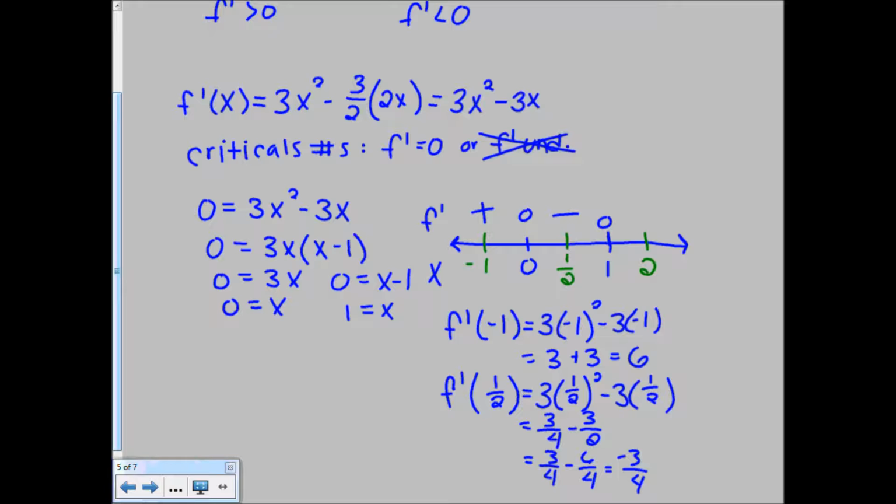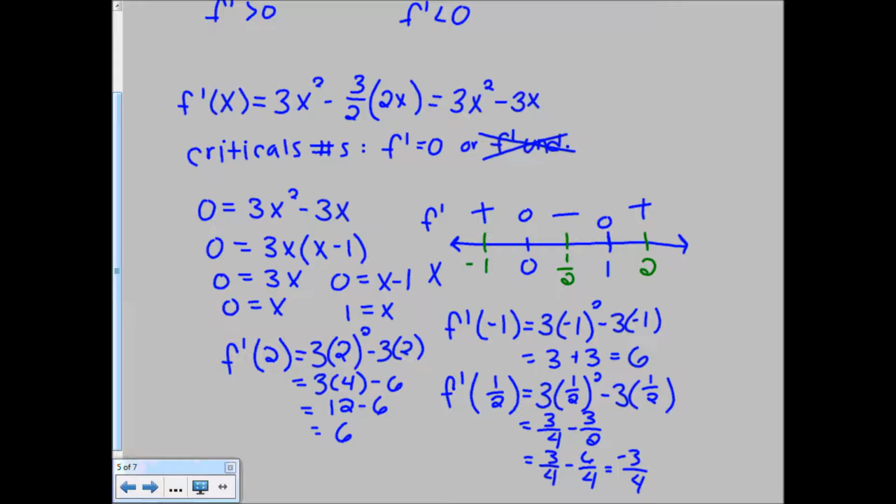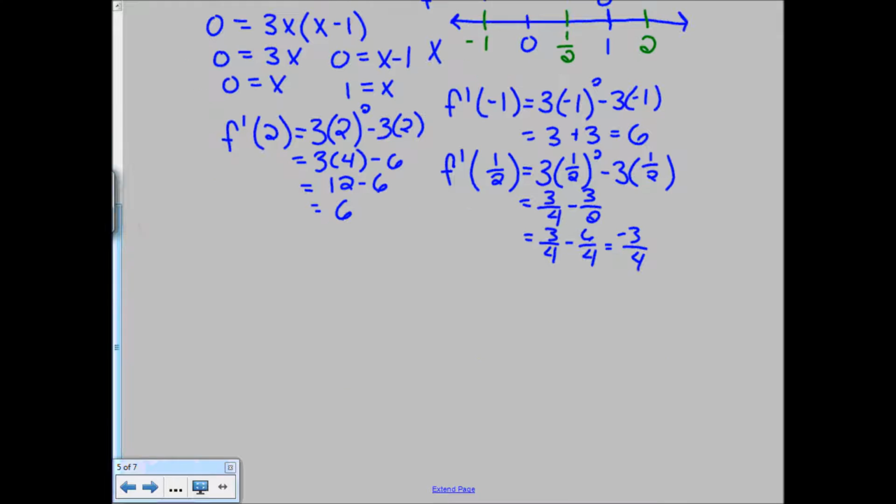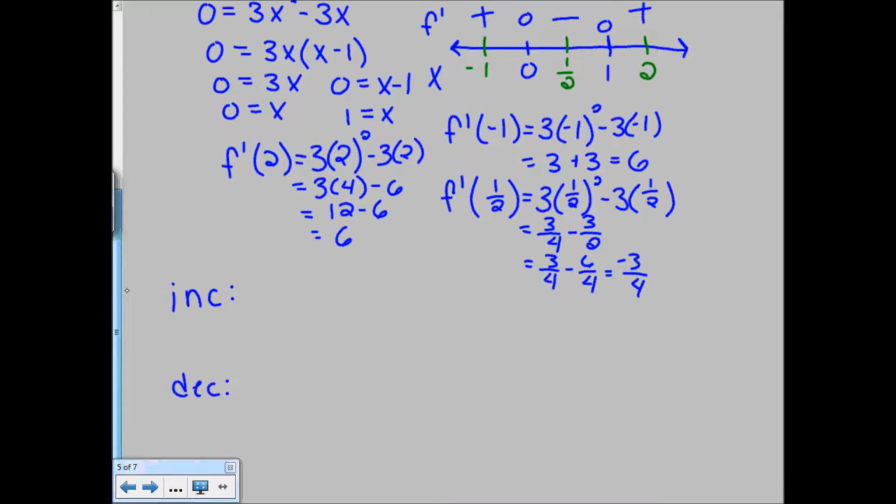And then all we have left to do is find f prime of 2. So we'll do that work over here. So f prime of 2 is just 3 times 2 squared minus 3 times 2, which is 3 times 4 minus 6. So here we're going to get 12 minus 6, which is positive 6. So we're going to put a positive sign above the 2. So now all that's left to do is that we have to write our intervals, our answers down. You always want to write your increasing and decreasing as intervals, because it's not just happening at a singular point, it's happening over the whole real number line.